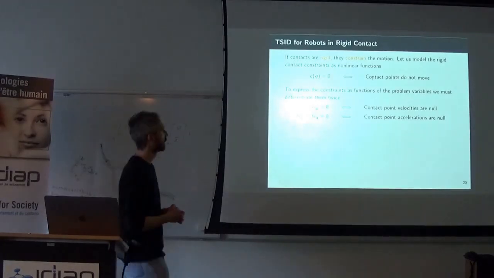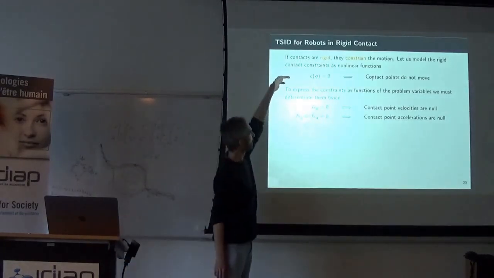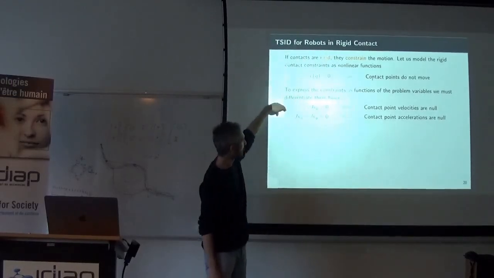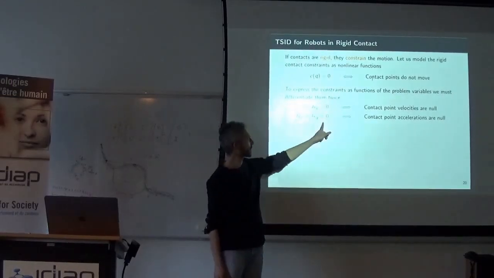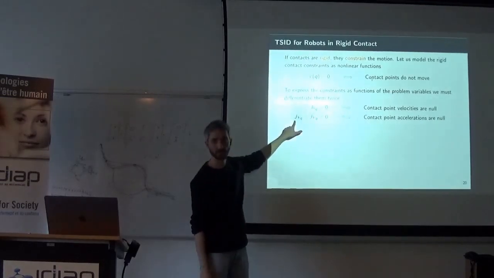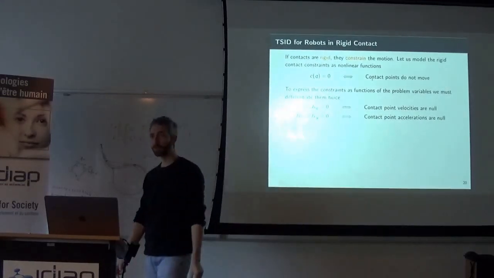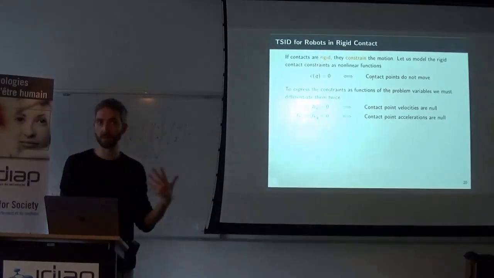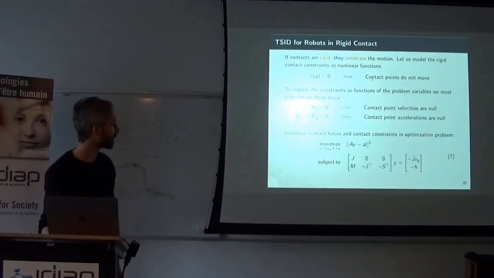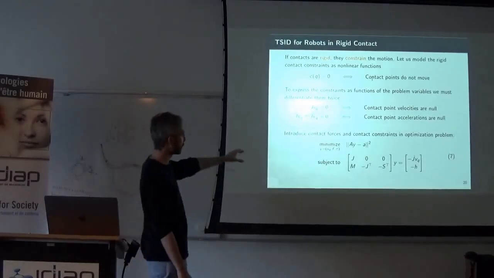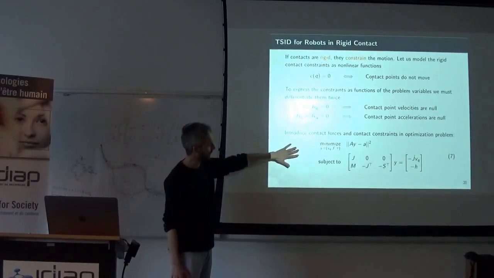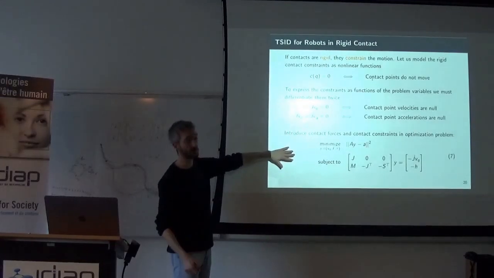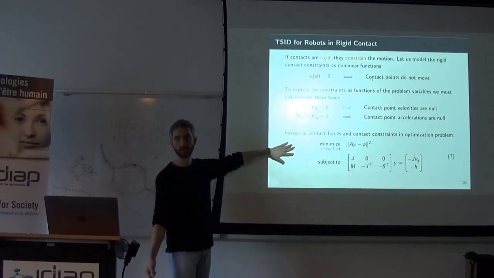Okay. So we have the contact constraint saying that the contact points will not move. We derive it twice to express it as an affine function of the robot accelerations, which are part of the variables of our optimization problem. And this is the new QP problem, assuming a robot that is in rigid contact with the environment.